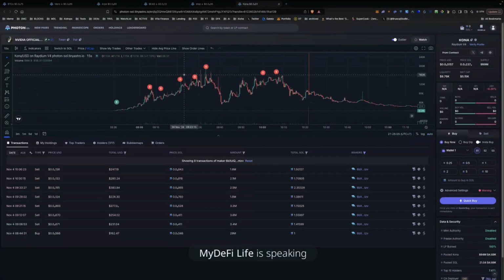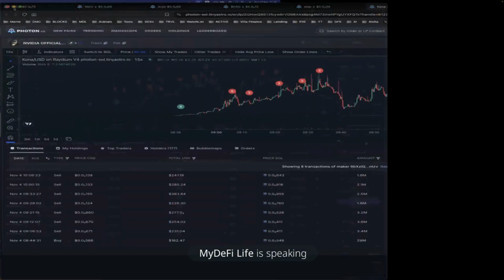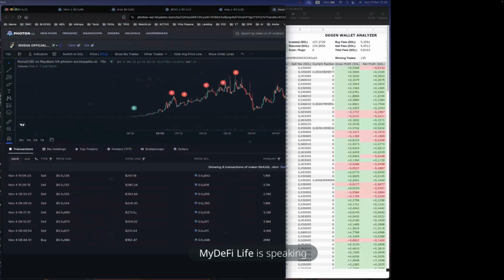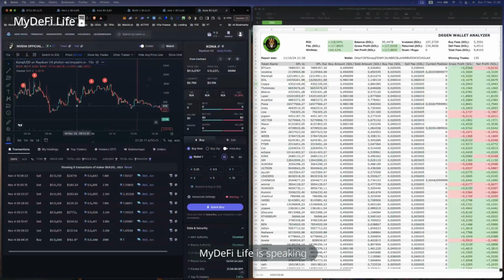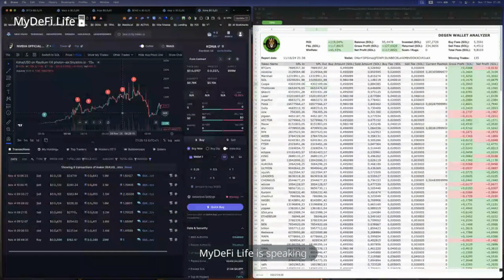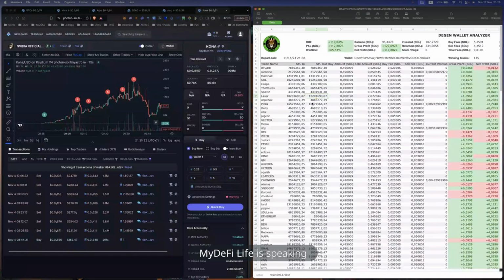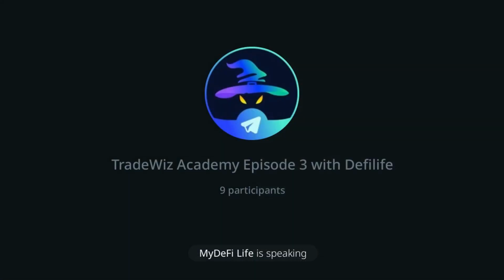So yeah, that's my personal preference, to find wallets that are doing fantastic trades. It takes a bit more time and effort to find those kinds of traders, but once you do find them, it's quite rewarding. So yeah, that is just a quick overview of the Degen Wallet Checker.